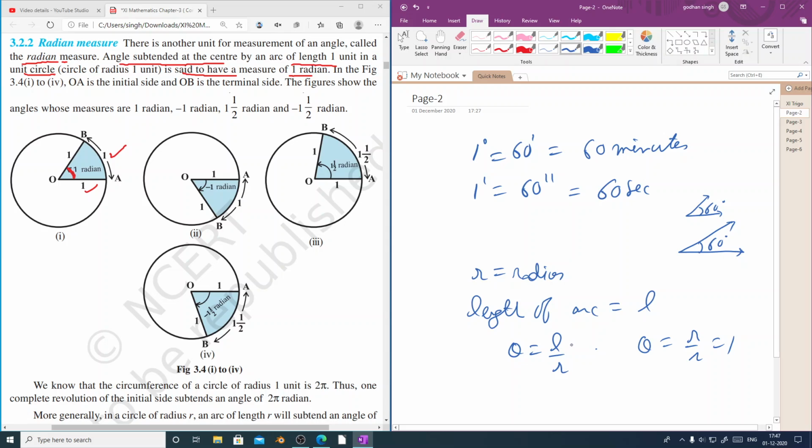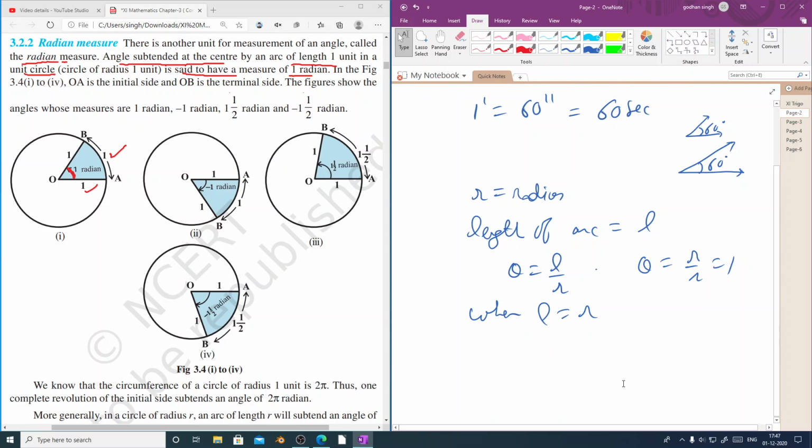This theta we have taken as L by R. So it holds for this, because we have seen that whenever the radius is equal to the length of the arc, that is when L equals R. So when L equals R, we must get the angle as 1. So here we can see that L by R equals 1.